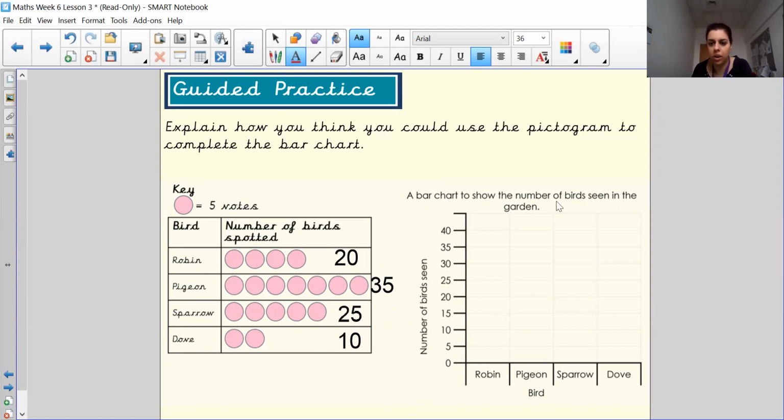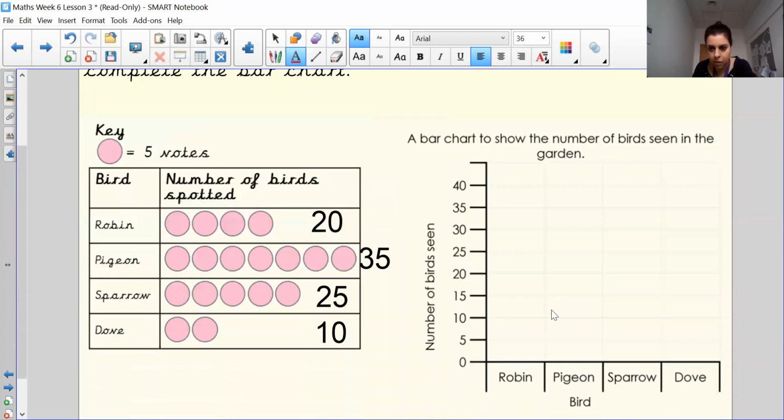So bar chart to show the number of birds seen in the garden. And again, we've got our 2 lines like I showed you earlier. Now the one going down here is called the y-axis, and this one usually has our numbers. And our numbers, just like our pictogram was, is going up in 5s. It's quite faint, so I'm going to zoom in a little bit. But there are lines as well, so you can see there's a line going across here, which shows our 5.